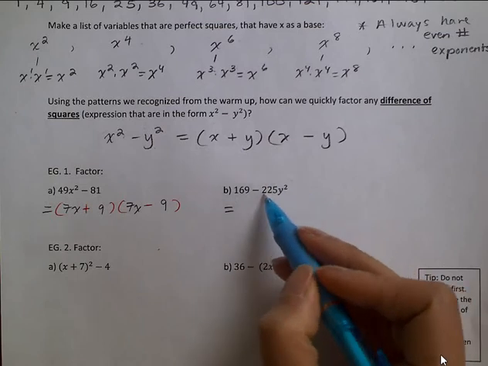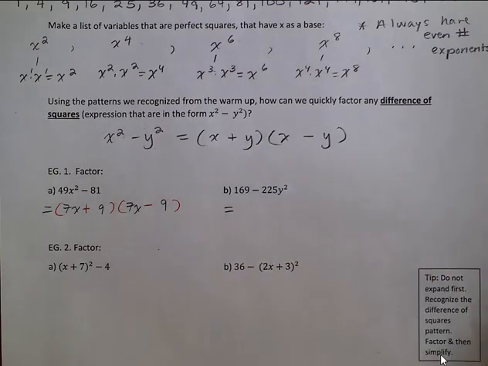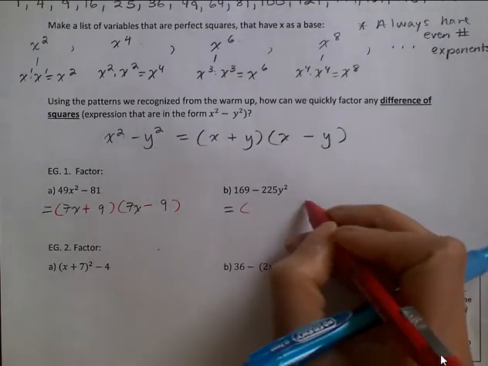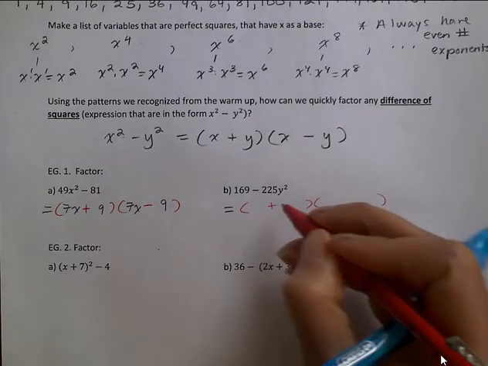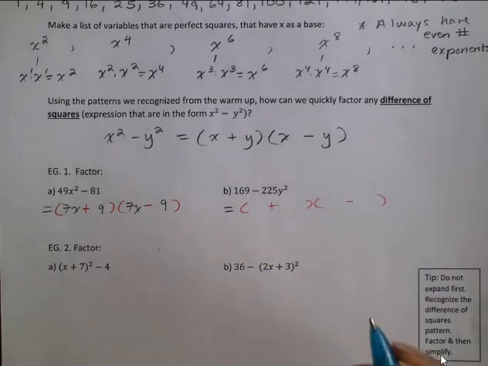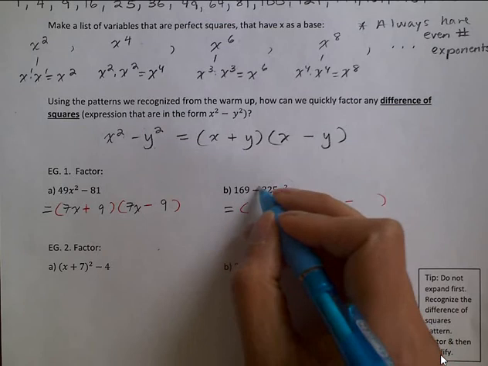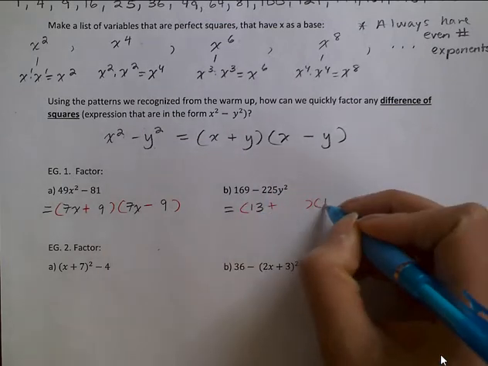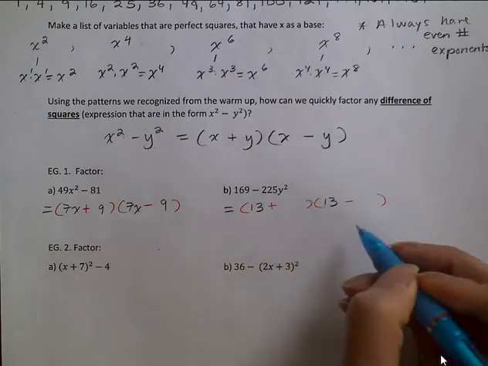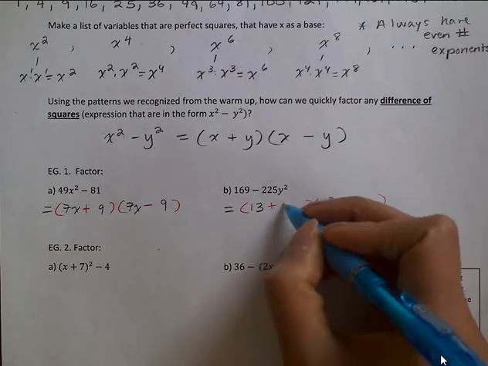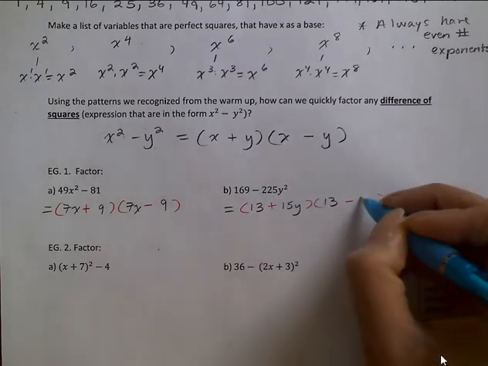In the second question, this is also a difference of squares because 169 is a perfect square, 225y squared is a perfect square, and it's separated by a minus sign. So I'm going to use difference of squares factoring. I'm going to draw two brackets, put a plus sign in the middle of one, a minus sign in the middle of the other. The square root of the first term, the square root of 169, is 13, goes in the first spot.